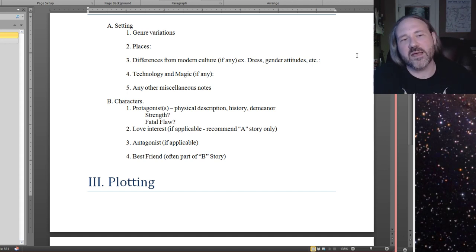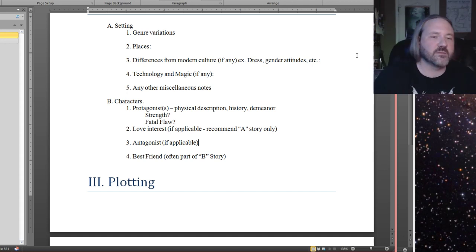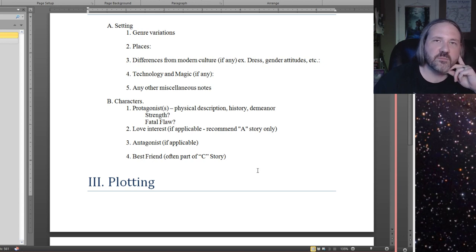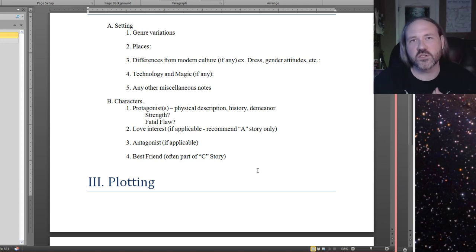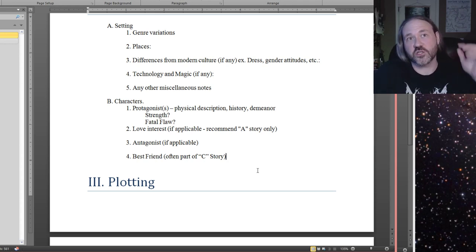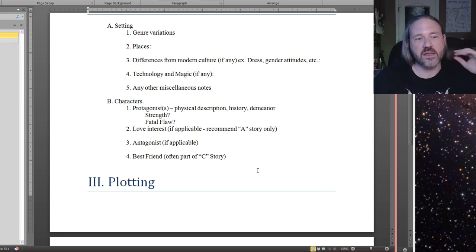And then the fourth one would be a best friend. This would be part of the, I said part of the B story, really part of the C story. Let me correct that. The C story is usually the best friend having his own little subplot, where he's kind of the support to the protagonist and he levels up and becomes a hero, like with Samwise, or like with Han Solo, he has an introspective moral revelation that alters his behavior, and then he's the one who causes the resolution of the plot. He's the one who saves the main character.